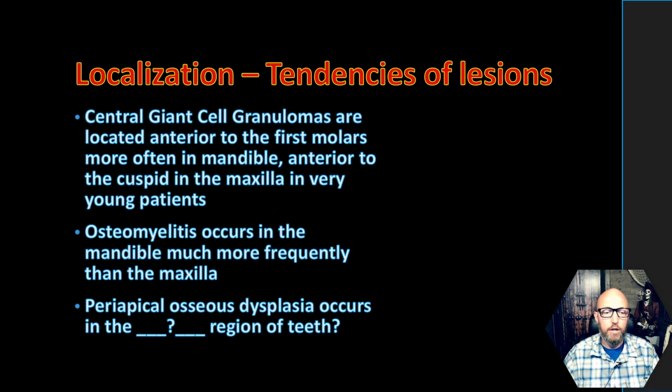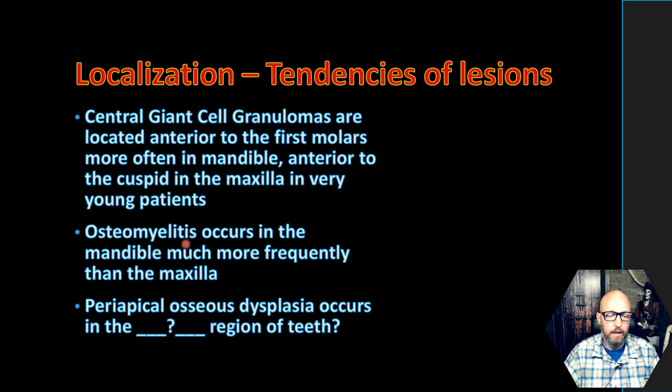All right, and then the location of the lesion, as I said before, certain lesions have certain tendencies. I said a lot of lesions tend to occur in the posterior mandible, so that's not super specific. If they do occur in the anterior, there are some lesions that preferably occur in the anterior. Central giant cell granuloma is one of those. Typically in the mandible, but also in the anterior, and they tend to cross the midline. But in most cases, anterior to the first molar.